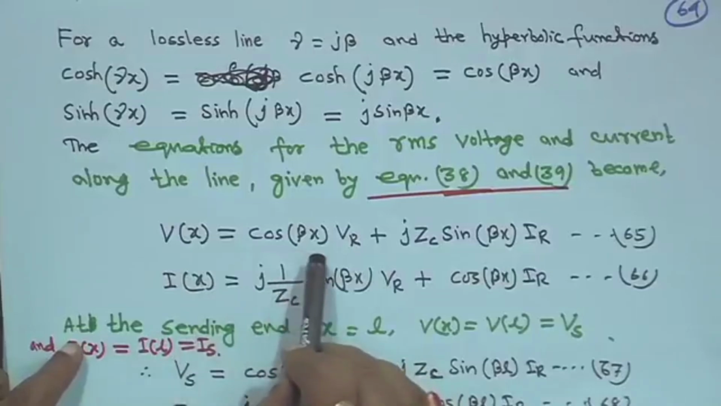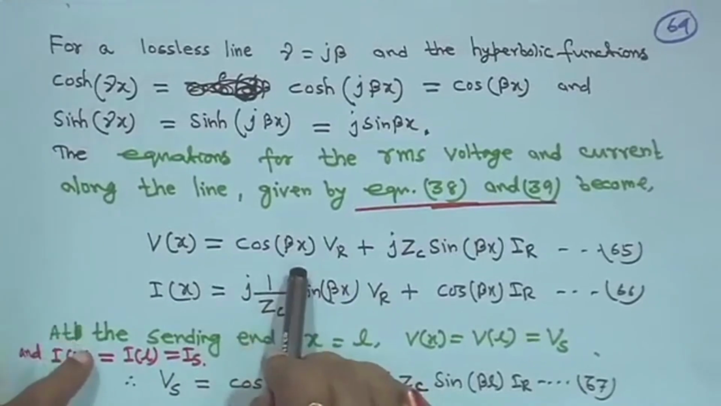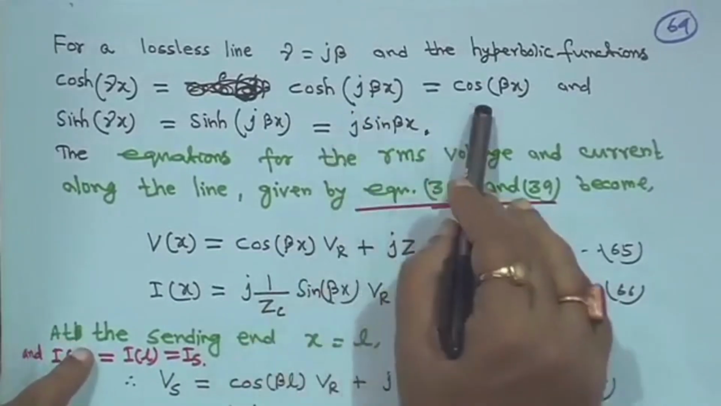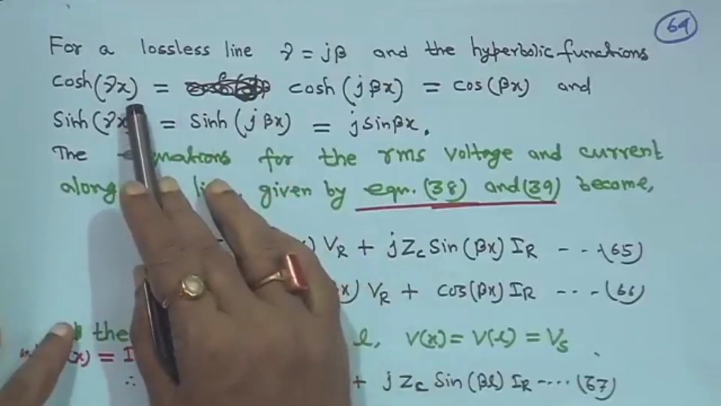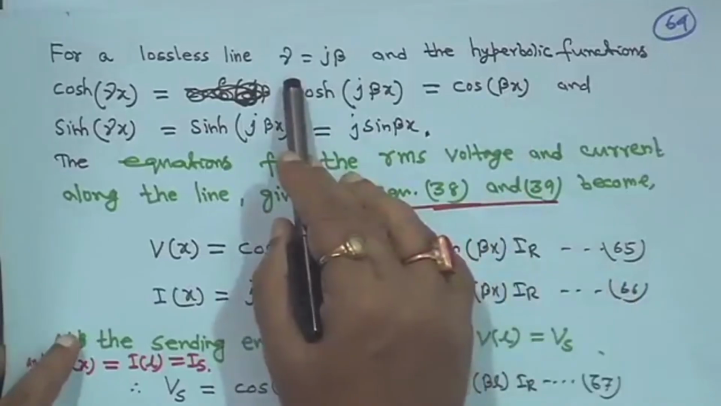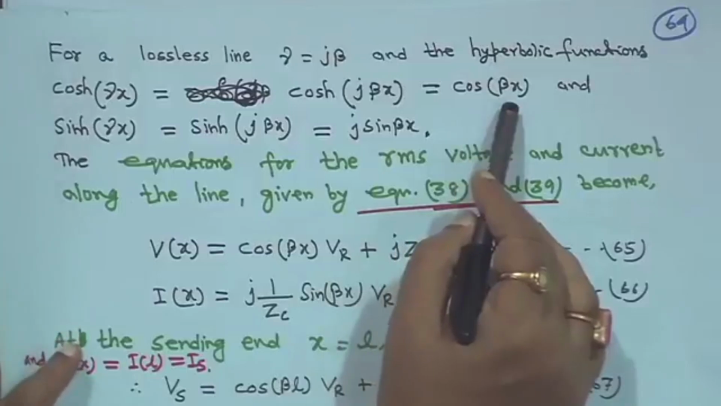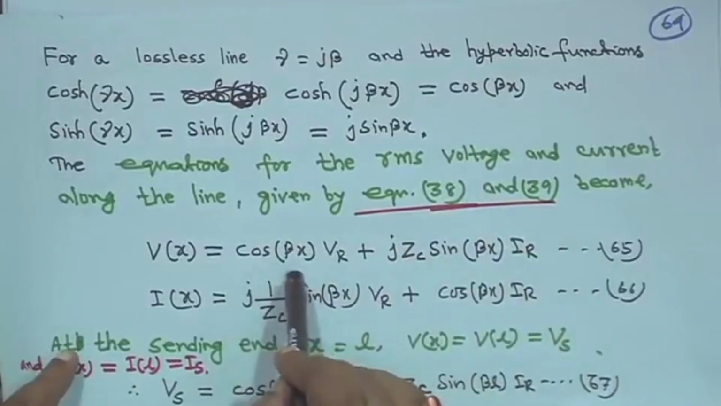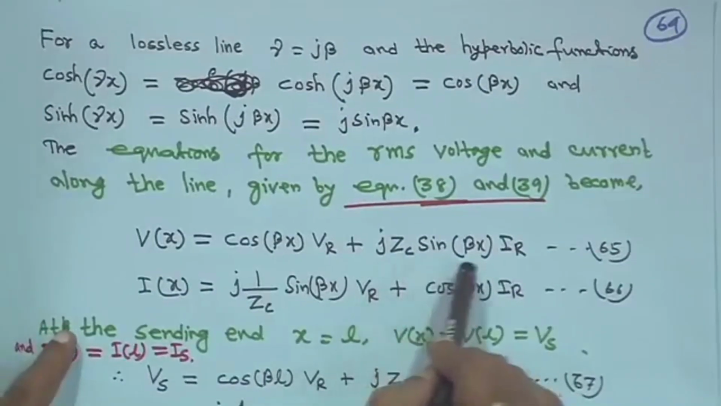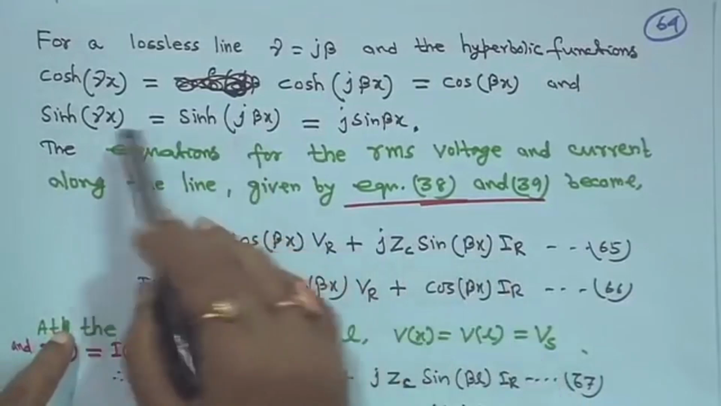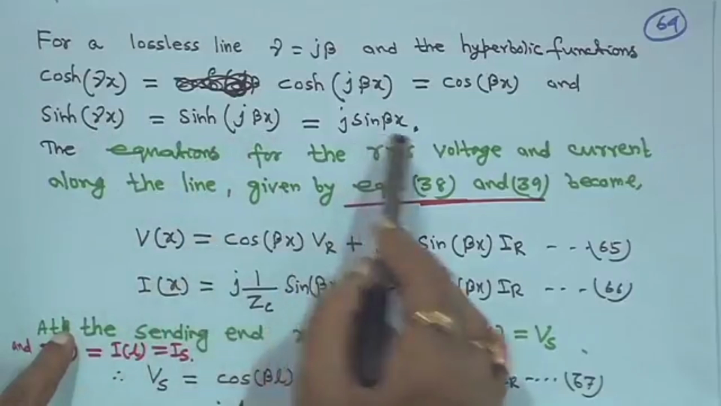V x is equal to cos, in that case instead of cosh, we are putting cos beta x for a lossless line. For a lossless line, cosh gamma x is equal to cos beta x, where alpha is equal to 0 and gamma is simply j beta, and cosh j beta x is equal to cos beta x. So instead of cosh, we are writing cos beta x V r plus j z c sin beta x I r, because sinh gamma x is equal to sinh j beta x, which is equal to j sin beta x.